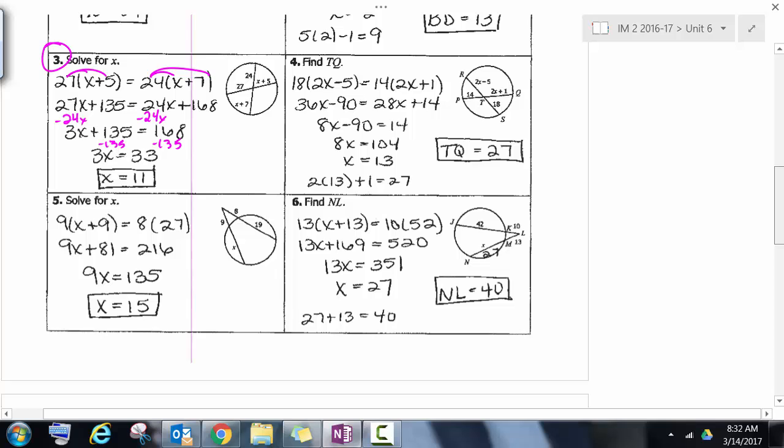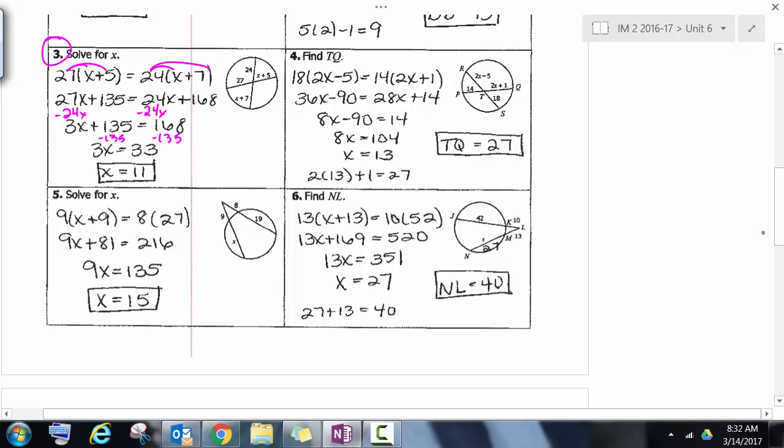Now let's look at 5. This is our secant-secant. So it's 9 times the whole thing, which is x plus 9, and 8 times the whole thing, which is 8 plus 19, which is 27. So now we distribute over here, and on the right side we just multiply. So we get 9x plus 81 equals 216. Subtract 81. We get 9x equals 135. Divide by 9, x equals 15.